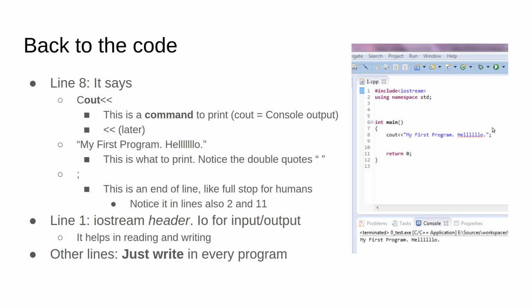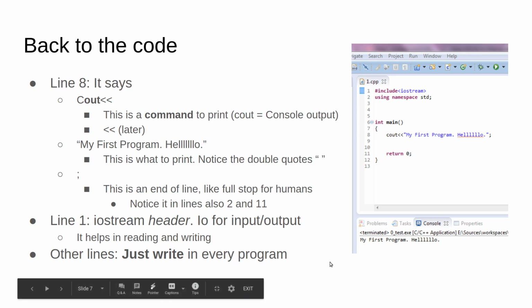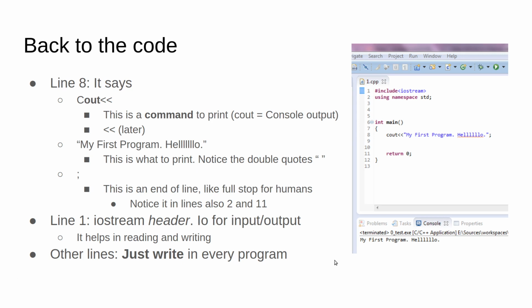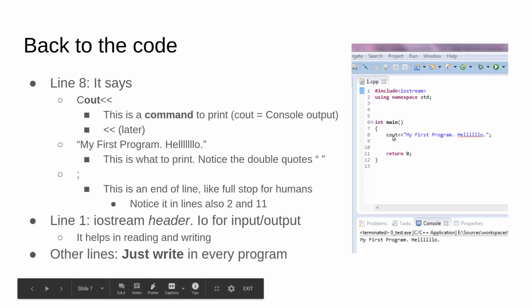You can also find here a semicolon. The semicolon is just a signal to the end of an instruction. You can also find one here in line 2 and one here in line 11. Anything else in the program for the moment, just write it as it is. I'm going to highlight some of it just to make you more familiar with it. But for now, what we care about is what will be between line 8 and 10, this space.